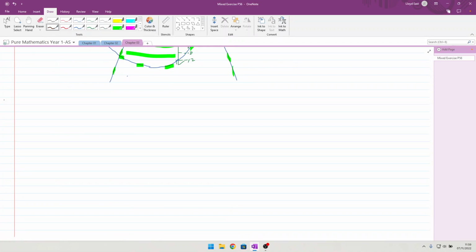Number 19. Again, shade 3 different graphs by the looks of it. No, 4 different graphs. Okay. So what do we have? We've got y plus x is less than 6. We've got y is less than 2x plus 9. We've got y is greater than 3. And we've got x is greater than 0.